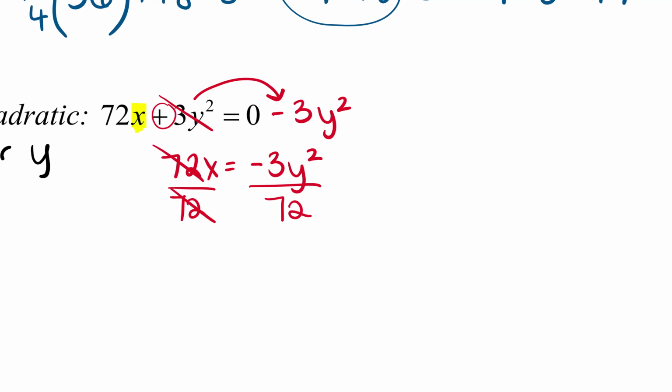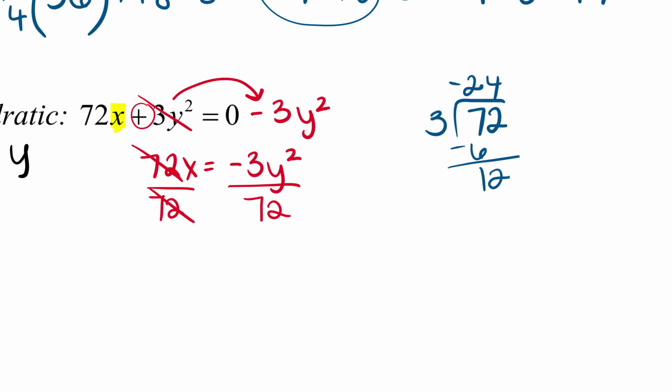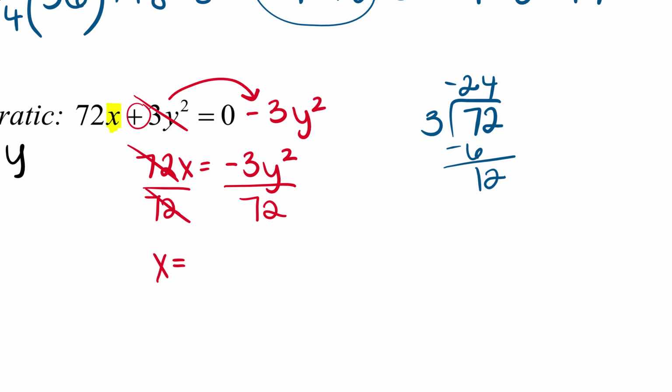Okay? Now I just got to reduce 3 over 72. I don't know that off the top of my head, so I'm going to go ahead and go over here. Of course, if you have a calculator, you can probably do it. So 3 goes into 72 four times, it gives me 24. And I know it's negative, so I go back right here. I'm going to have x equals negative 1 over 24 y squared.